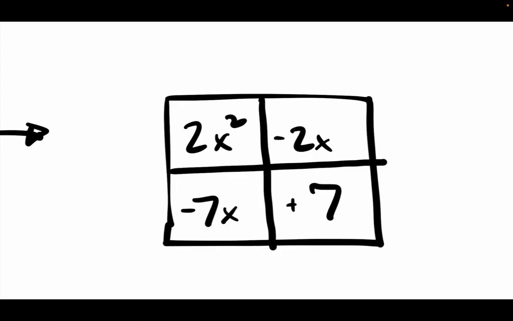Some people think, oh, it's 2 times x, right? That makes 2x squared. No, that makes 2x. To make x squared is x times x. So that's the first thing I'm going to put. X times x.